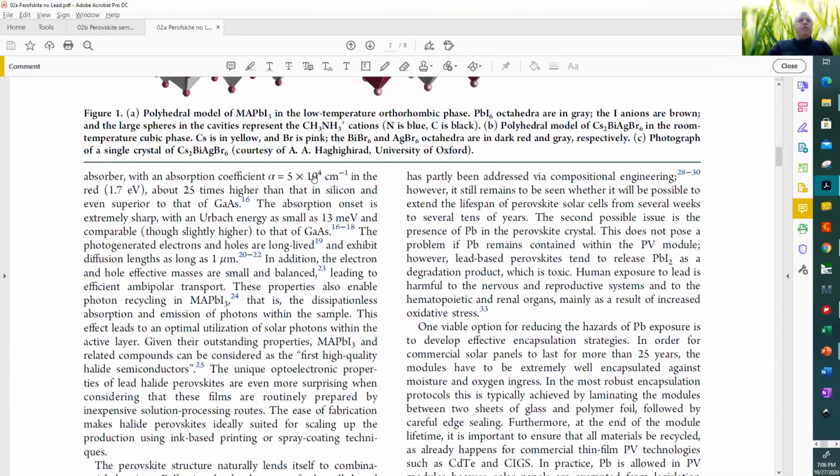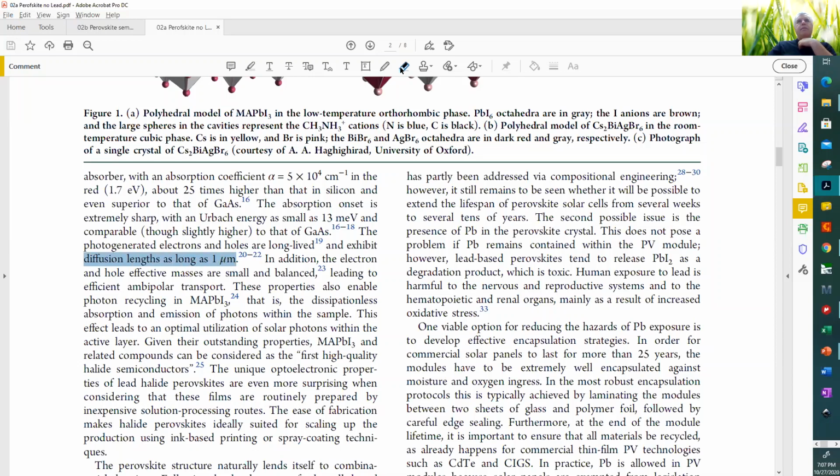It's a 25 times better absorber than silicon. It's even better than gallium arsenide, which is pretty good for this type of application. It's got a sharp onset, has long-lived electron-hole pairs, and the electron-hole pairs diffuse a long distance. Remember that this is related to the recombination rate. So diffusion length and recombination rate are related, right?